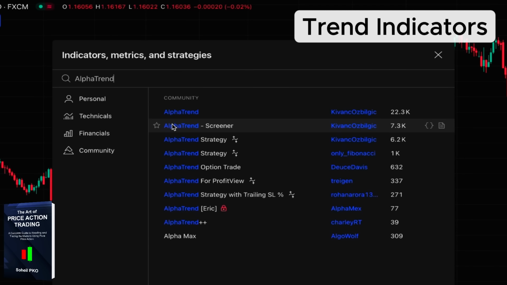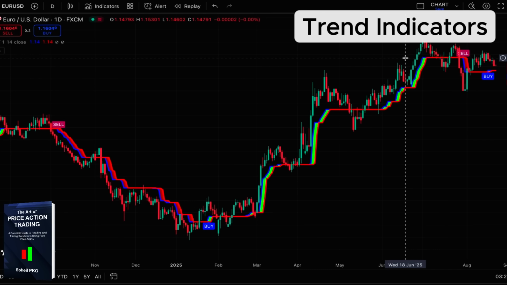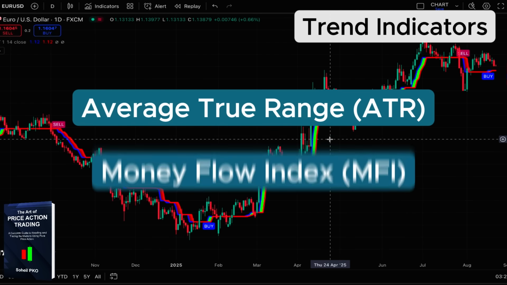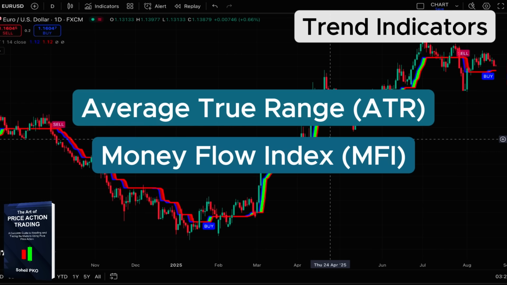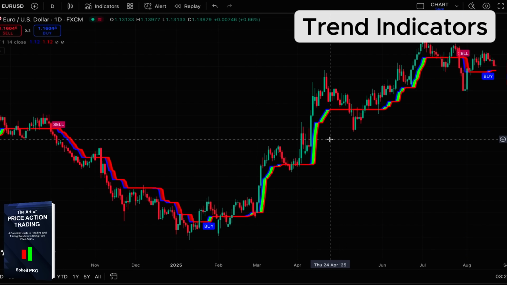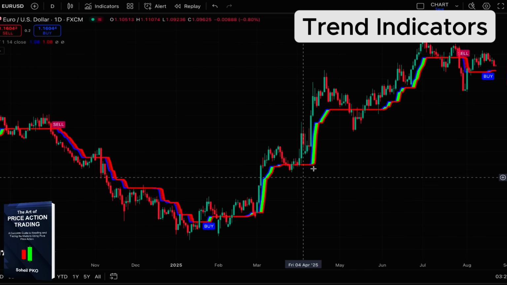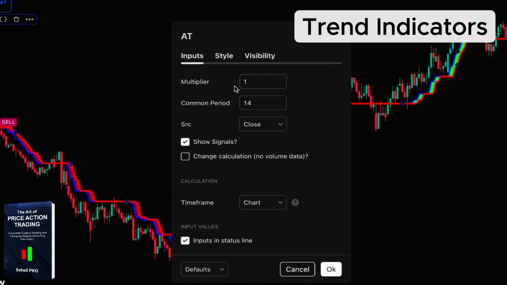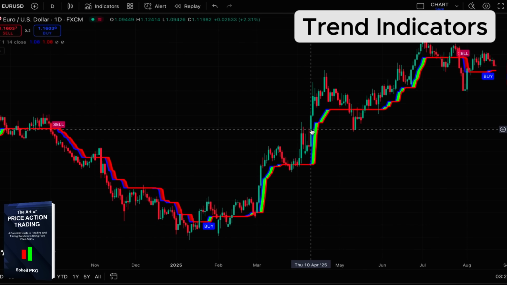Alright, the second indicator is Alpha Trend, this one, which is written by Kivanc Ozbilgic. Alright, this is the indicator and it's one of the best indicators for trend identification. In this indicator, ATR and MFI are used, so volatility and volume are also considered, and this makes the indicator perform very well. This indicator is also similar to the previous indicator, but with the default settings, the lines are moving closer to the price action. In the settings of the indicator, by increasing the multiplier, you can change the distance of the line from the price action.